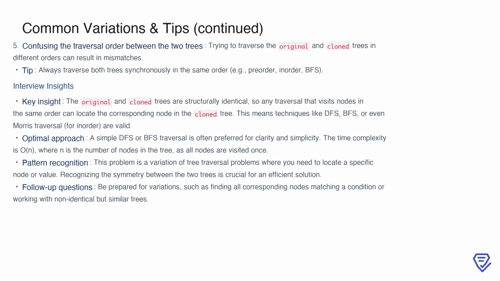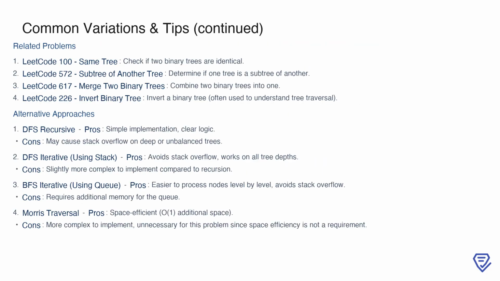In interviews, it's also helpful to recognize the broader pattern here. This is essentially a variation of tree traversal problems that require locating specific nodes or values. Be prepared for follow-up questions, such as identifying all corresponding nodes that meet a condition, or working with trees that are not exact duplicates but share similarities. This problem has strong connections to other common binary tree problems, which are worth studying to build a deeper understanding.